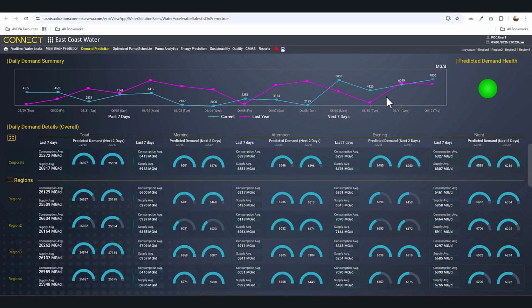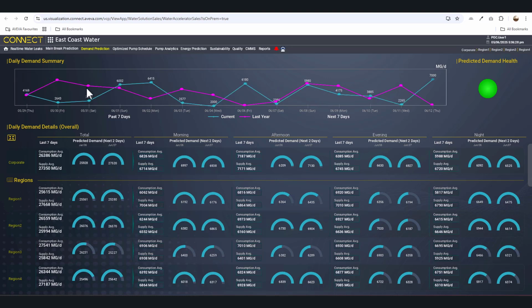For demand summarization, we can forecast the next 7 days based on past actuals, plus other correlated data such as weather, holidays, and events, and continuously generate predictions for subsequent days. This also provides details by region and other dimensions to fine-tune supply and demand planning.